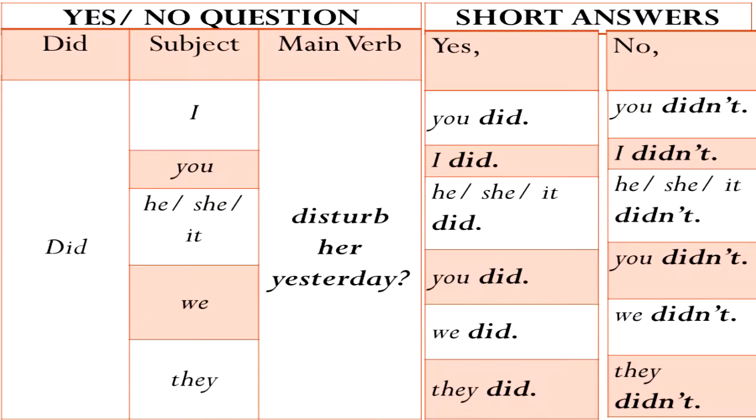Let's look at the other examples. Did you disturb her yesterday? Did he disturb her yesterday? Did she disturb her yesterday? Did it disturb her yesterday? Did we disturb her yesterday, and did they disturb her yesterday? The kinds of answers that you can anticipate for a yes/no question is either yes, you did, or no, you did not.